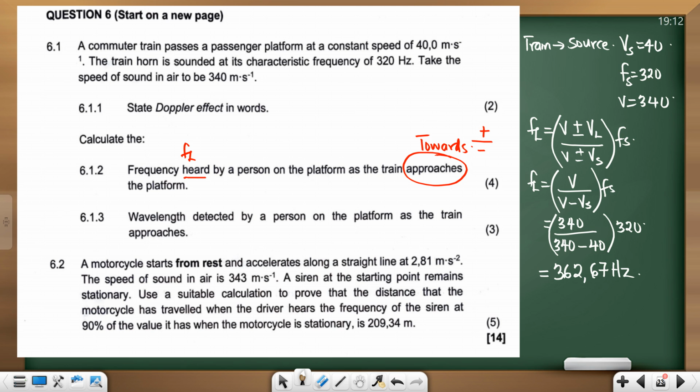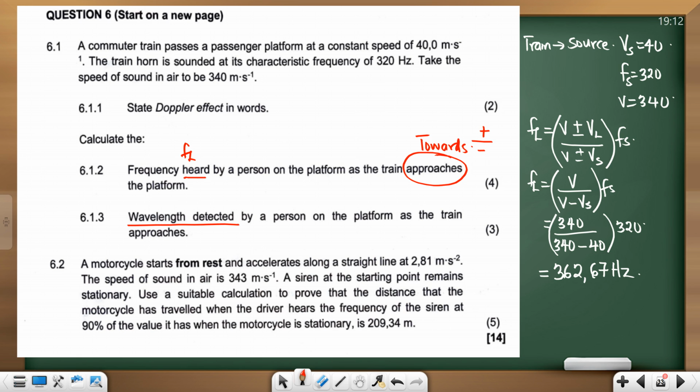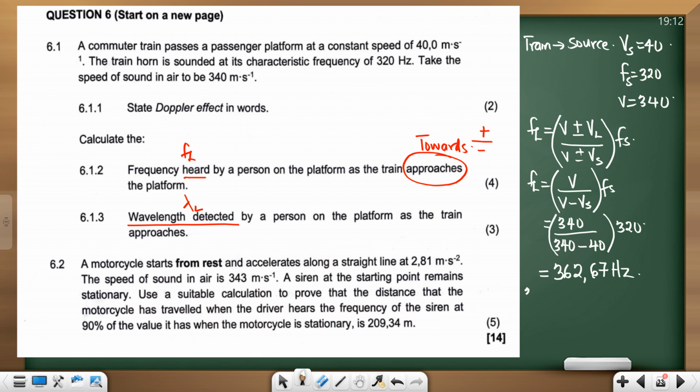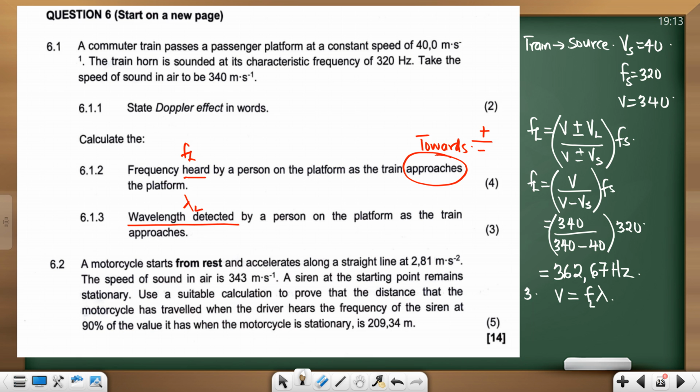Now, calculate the what? Wavelength detected. I'll tell you the common error here. Wavelength detected. So we are looking for the wavelength of the listener by a person standing on the platform. Now, where do you get wavelength from? We get wavelength from V equals f times lambda. Here is the common mistake. Please, this is going to be the frequency of the listener and the wavelength of the listener. This one is the speed of sound. That's where learners make mistakes.